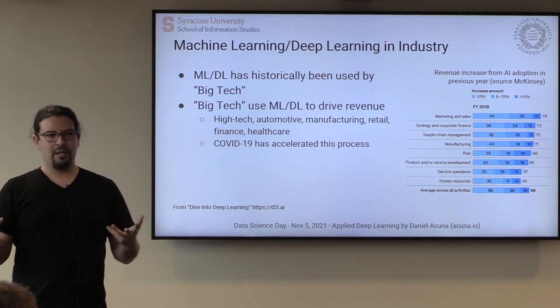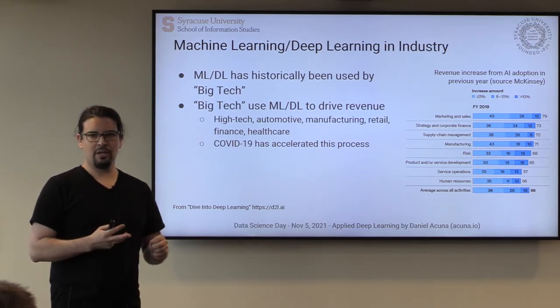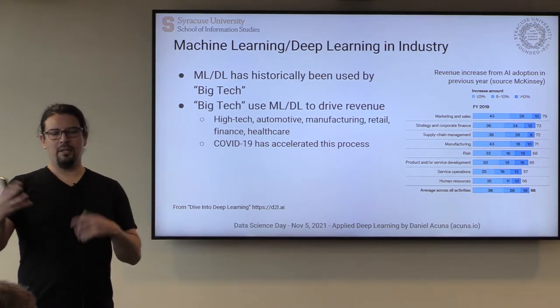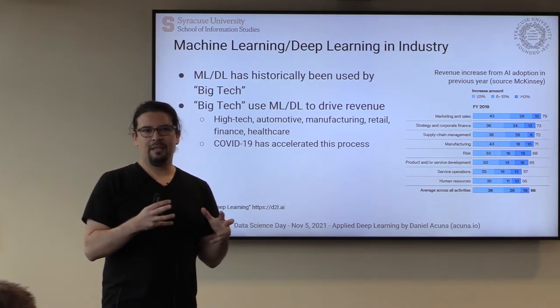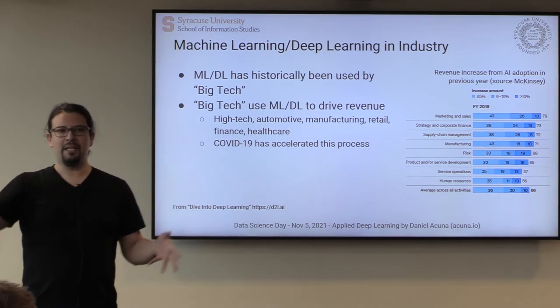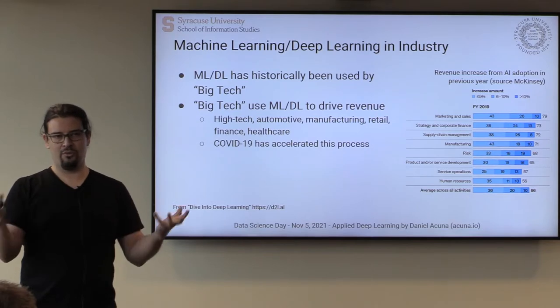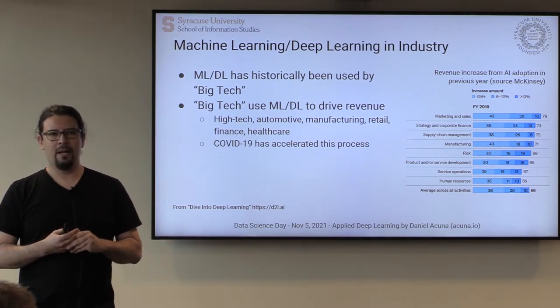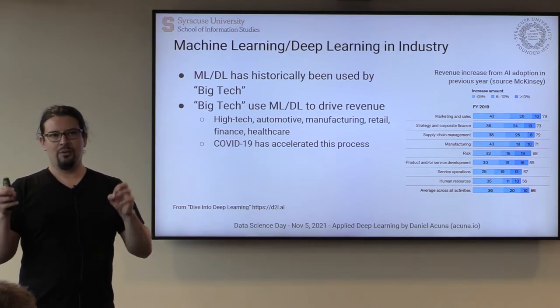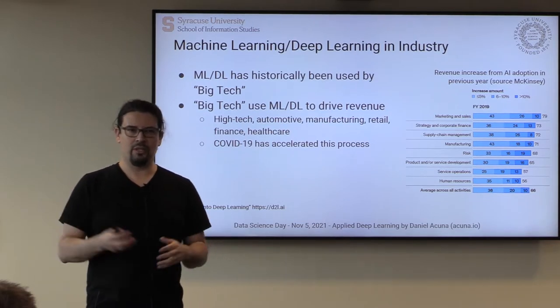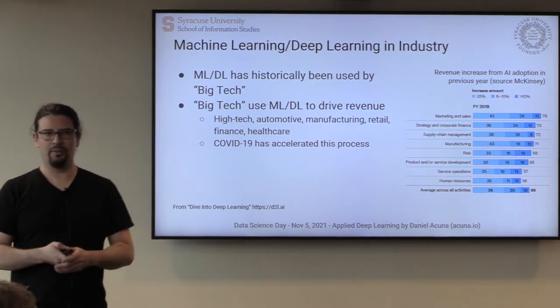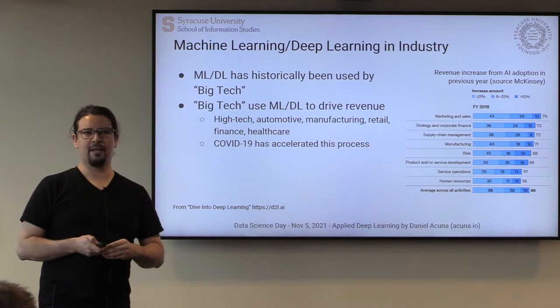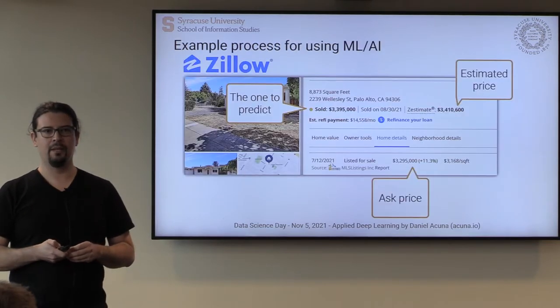And COVID has just accelerated this because you don't have interactions, so a lot of times you can skip many steps when you're trying to sell a product or a service, and you can use AI to replace many of the steps that usually took place in the real world. So this has just accelerated over the last 2 years.